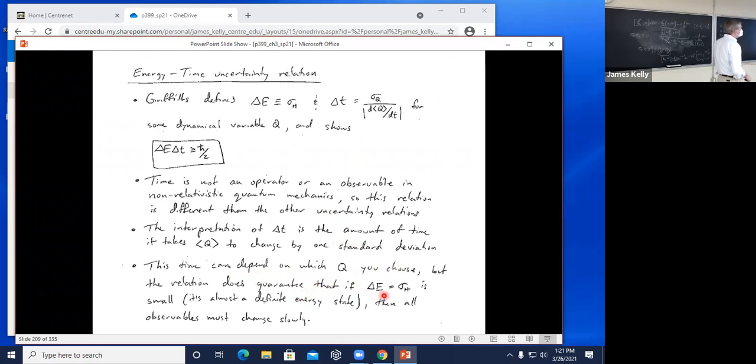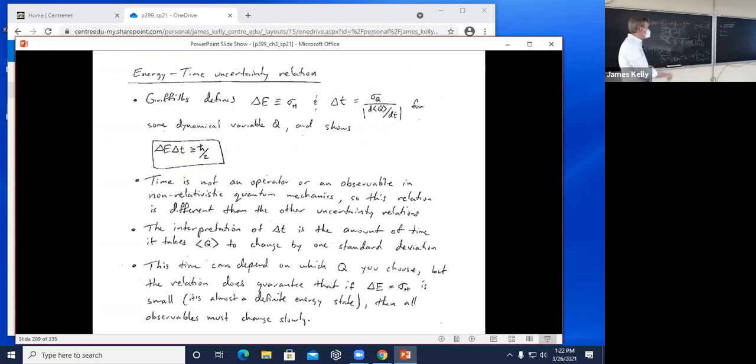If the uncertainty in energy is really small, that means you're almost in a definite energy state. If the uncertainty in energy is really small, then the uncertainty in time is large. And remember, the interpretation of this is how long you have to wait for an expectation value to change by a certain amount. And what it means is all the expectation values of all operators have to change slowly if you're in an approximate energy eigenstate.